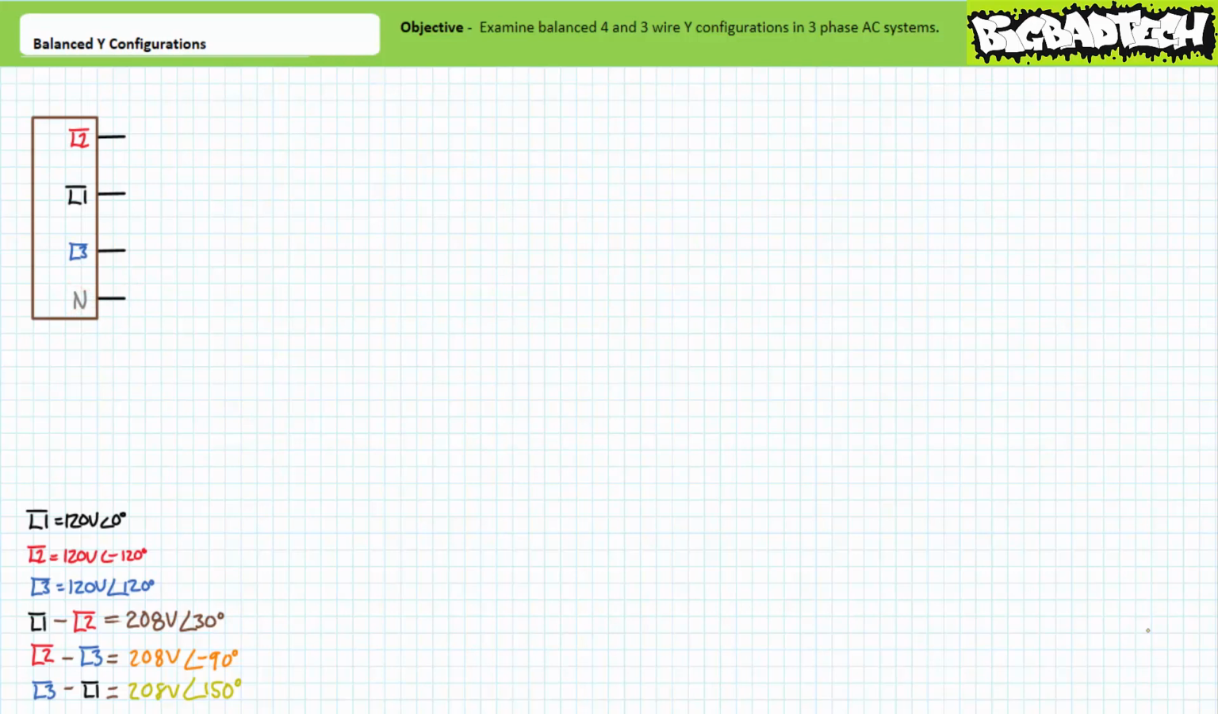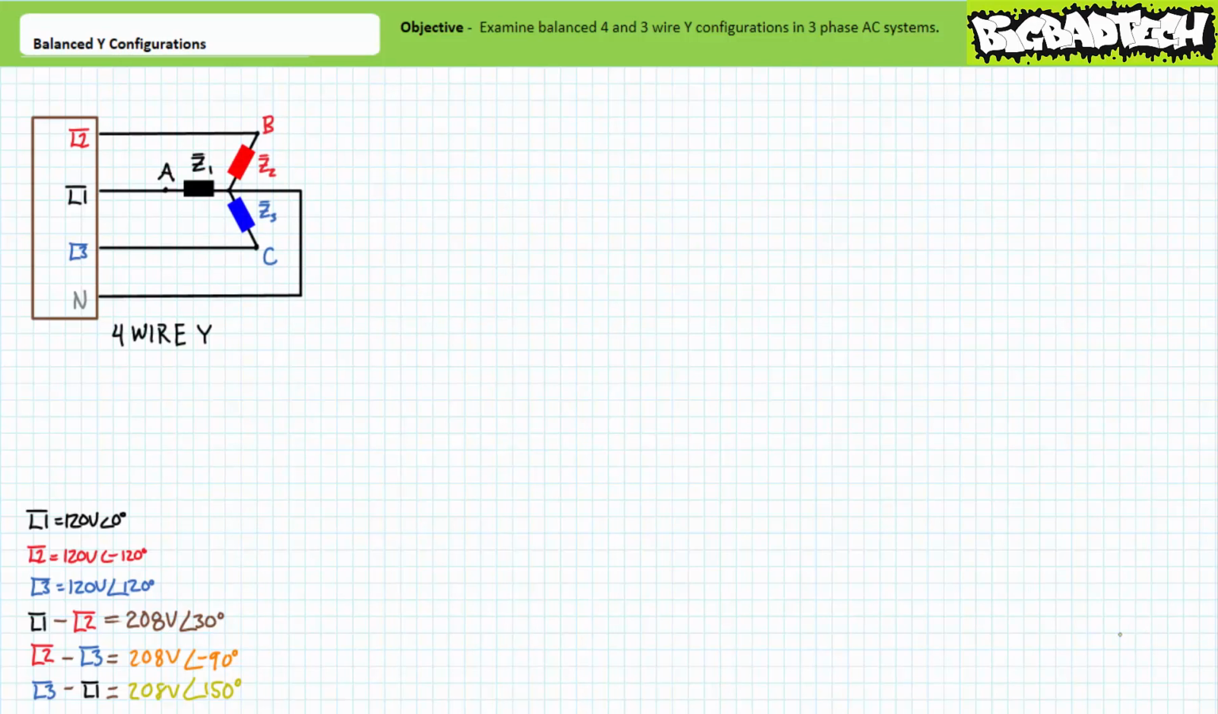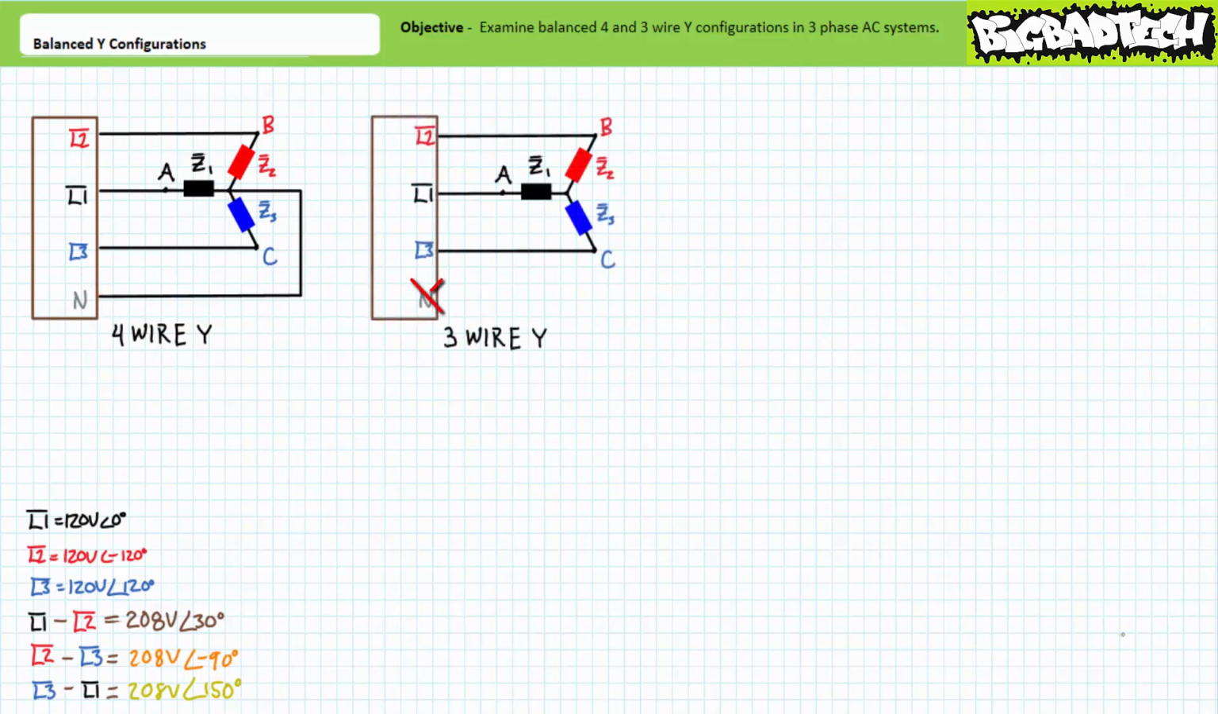If you recall, a Y configuration is an arrangement of three load impedances where each branch impedance radiates from a central node forming the shape of a Y. Y-configured loads can interact with three-phase AC sources in one of two related manners. A four-wire Y configuration directly connects the pooled central connection of the load to the end connection of the three-phase AC source, whereas a three-wire Y configuration does not.